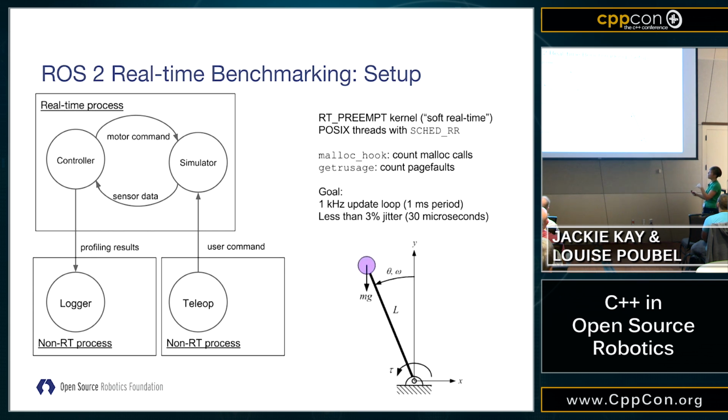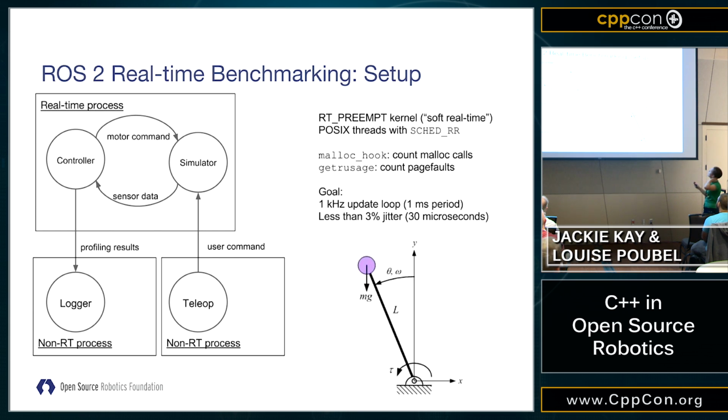Then we have non-real-time processes that are doing non-real-time-safe actions, like logging data that's being published out of the controller to a file and printing it to the screen. We also have a non-real-time process that publishes to the simulator by taking key input, saying what is the theta I want to command on this pendulum?